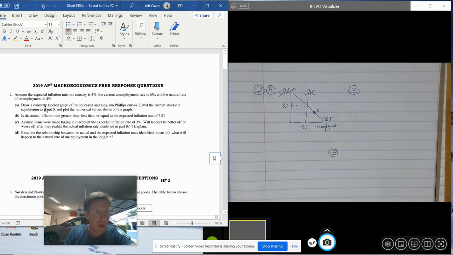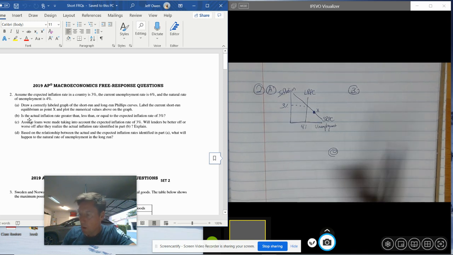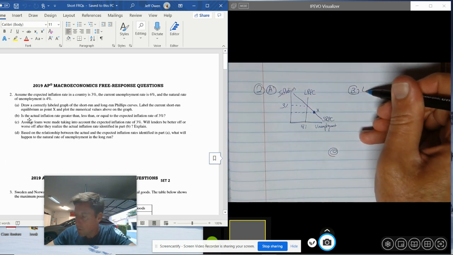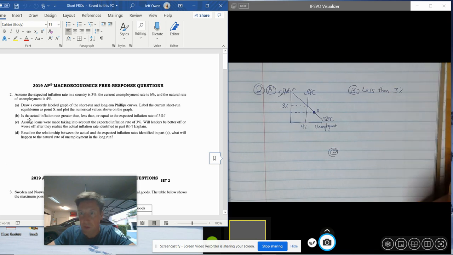B. Is the actual inflation rate greater than, less than, or equal to the expected inflation rate of 3%? Well, we're expecting us to be in equilibrium right here at our NRU, but we're actually existing over here. So our current equilibrium is going to be less than 3%. Nice.